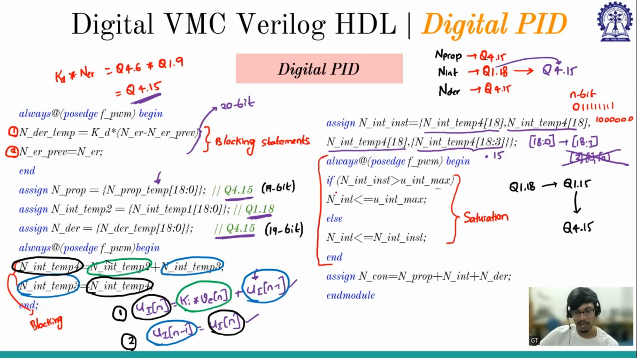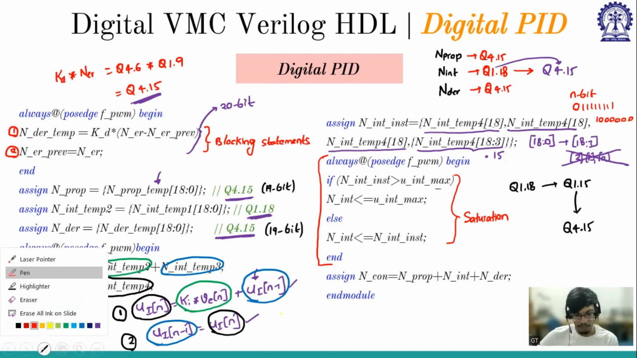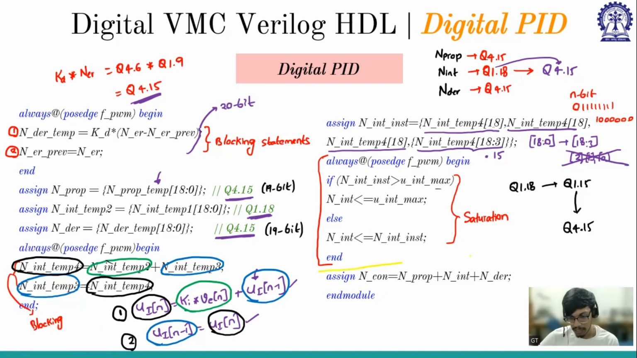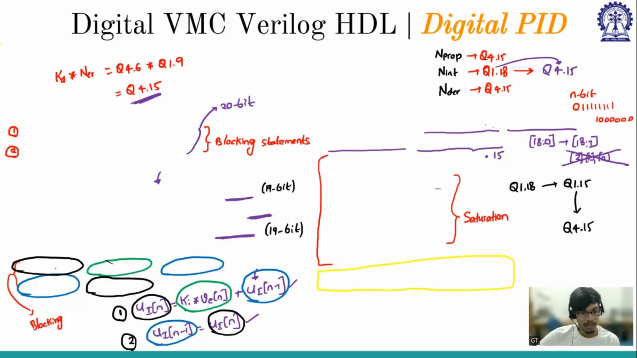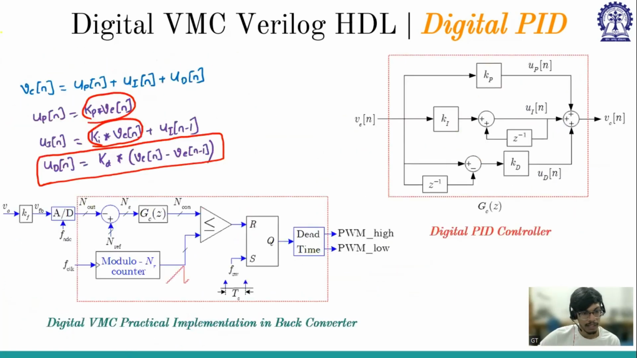And this is again for protection purpose. So now SAR is adding n con is equal to n prop plus n int plus n derivative. So this expression or this line is nothing but this line.